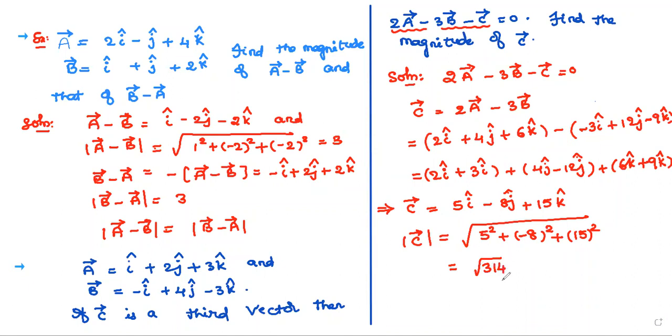Is there any simplification for this? Root 314, is it a multiple of 4? No. Multiple of 9? No. Only a multiple of 2, I think. So we can't simplify. Leave it. Root of 314. Okay. This is the magnitude. Right? So on vector subtraction, here we did 2 numericals.